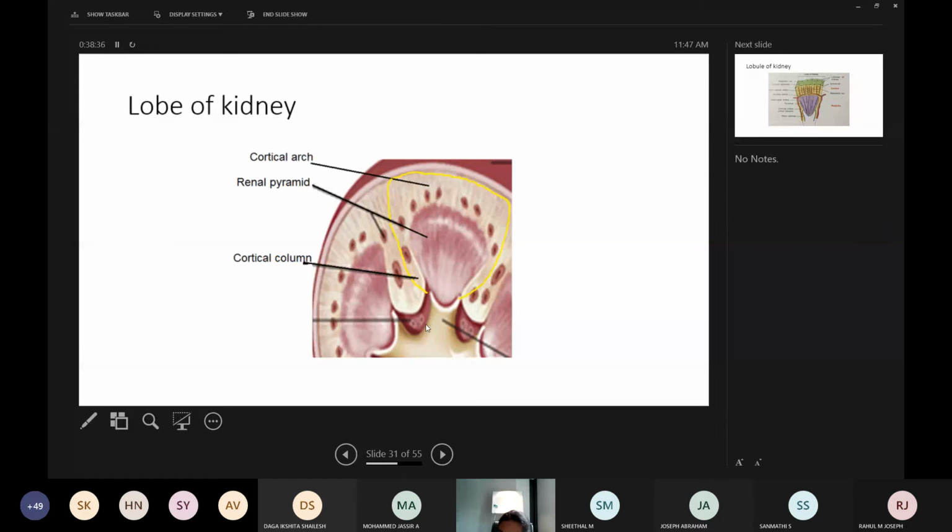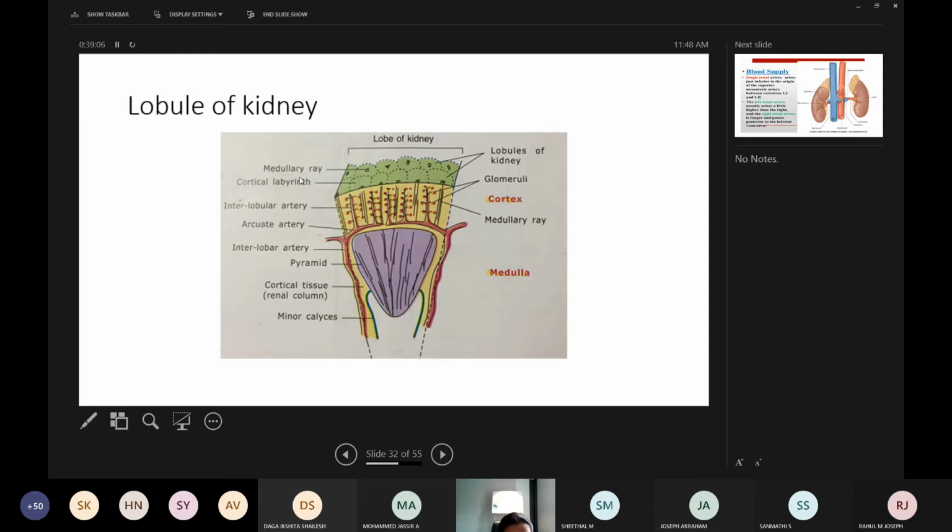We will study two terms, lobe of kidney and lobule of the kidney. One renal pyramid with overlying cortical arch and adjacent cortical column forms one renal lobe. This is the renal lobe of the kidney. The renal pyramid, cortical arch, and the adjacent cortical columns form the lobe of the kidney. This is also one lobe of the kidney. Cortical arch, renal pyramid, adjacent cortical columns.